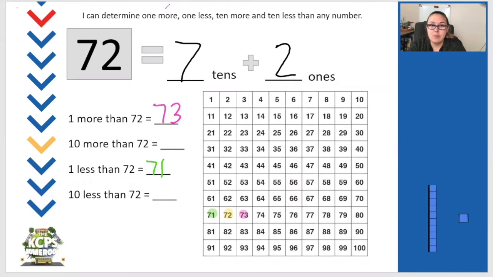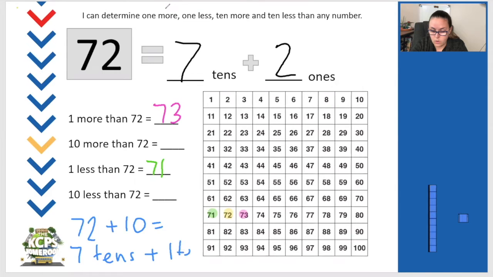Let's go up to 10 more than 72. So if you think really hard and add 10 to 72, you can do 72 plus 10. We know that 70 is 7 tens, and then 1 ten. How many tens do you get? That's right, you get 8 tens. So if we take 70 plus 10, we get 82.